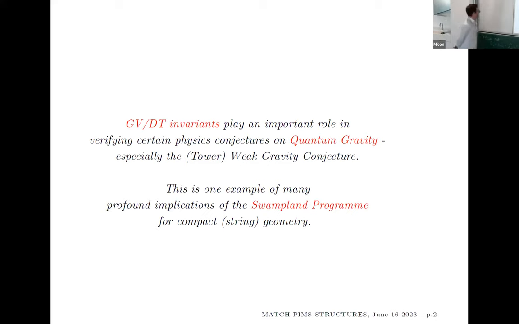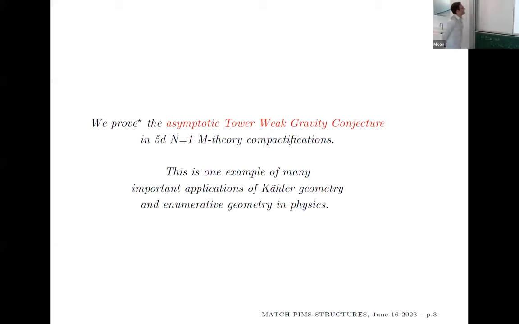This is one example of the many profound implications of this broader program called the Swampland program, which makes predictions about quantum gravity from a physics point of view. To the extent that quantum gravity can be realized in examples by string theory, this makes statements about compact string geometry. Compact is important because this is the relation to gravity. So we're not going to talk about non-compact geometries, which are relevant for gauge theories, but really the compactness comes from the gravitation. The punchline for the more physics-oriented part of the audience is that we prove the asymptotic tower weak gravity conjecture in 5D N=1 M-theory compactification. This is one example of the many well-known applications of Calabi-Yau geometry and also enumerative geometry.